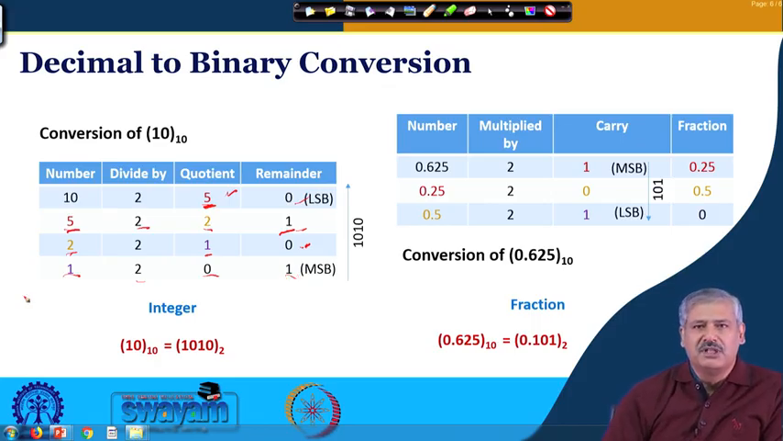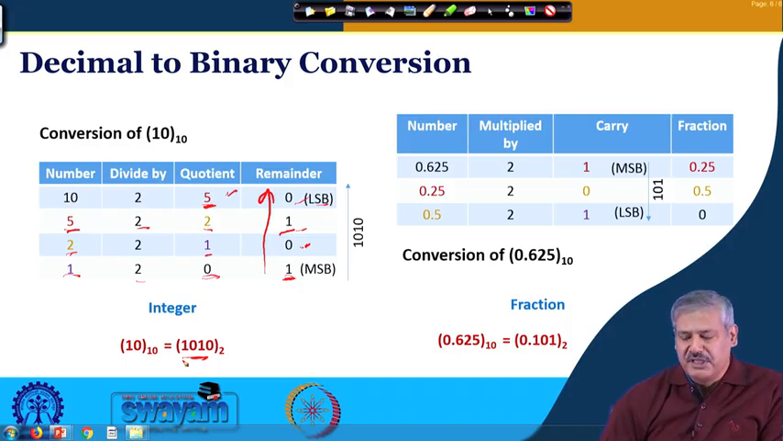That is because the digit is less than 2. Whenever we reach here, there is no further scope, so we stop this exercise. That means successive division by 2 of the original number and the quotients that it gets. And the remainders from bottom to top, the way it has been shown here, we take note of, with the first bottommost one being the MSB and the topmost one being the LSB. That is 1010, the corresponding binary equivalent of the decimal. That is how we do the conversion for the integer part.